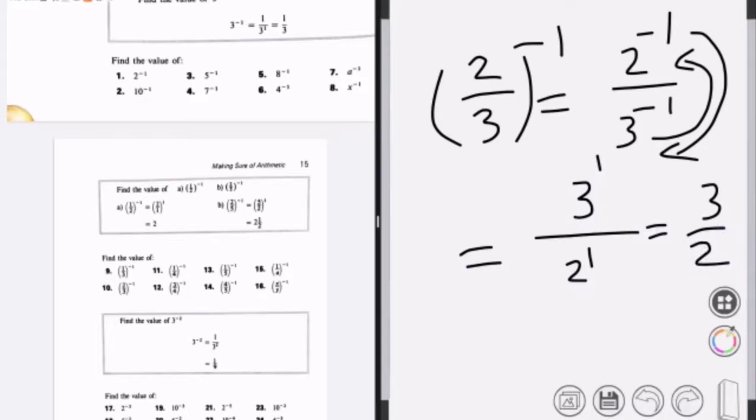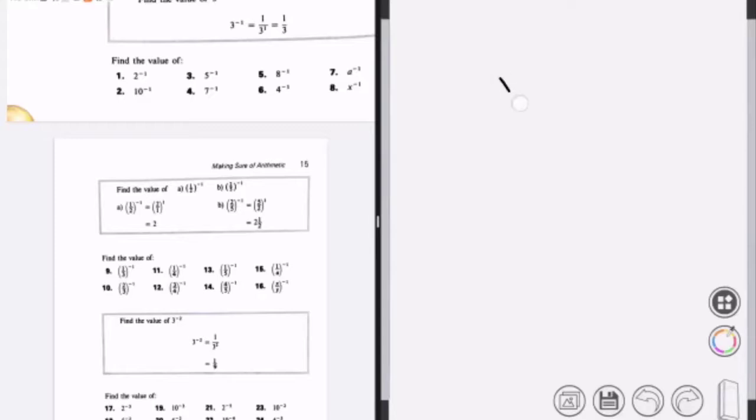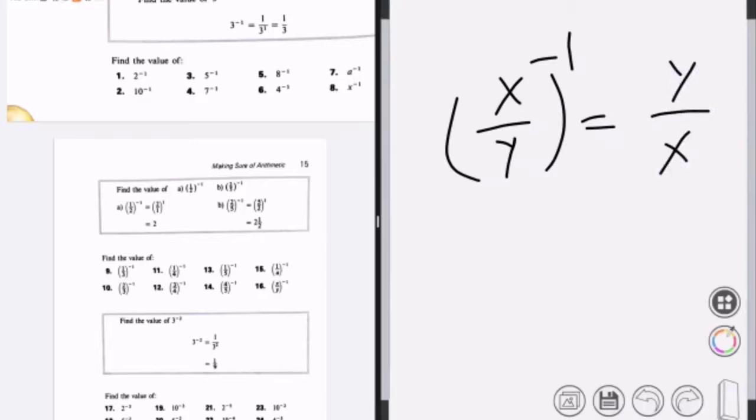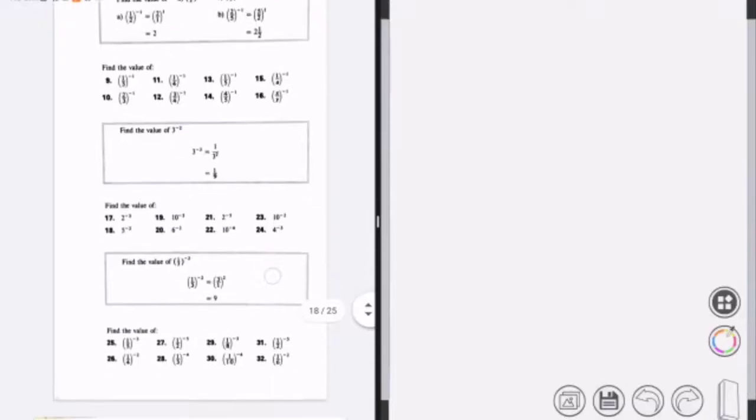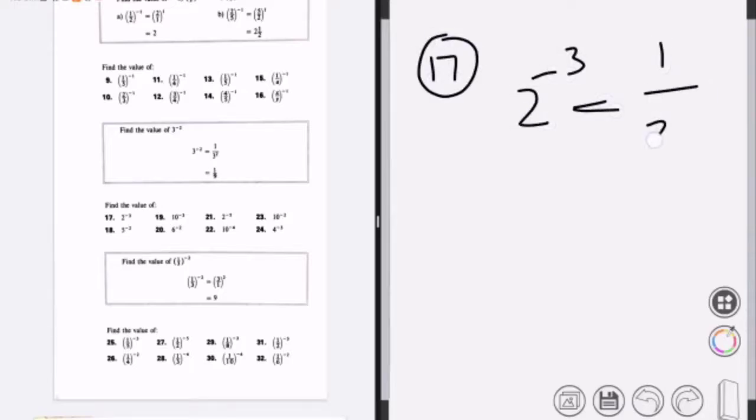Like question number 16, one more. x over y to the power minus 1. So you can write y over x simply, in short. Question number 17 onwards. Question number 17, for example, 2 power minus 3, you can write 1 over 2 power 3. 2 power 3 equals 8. This is the way.